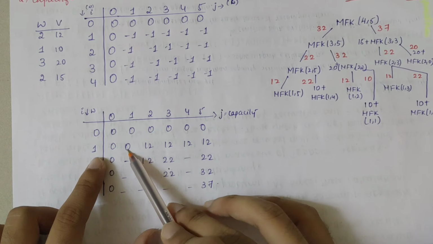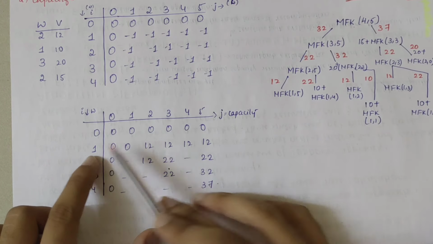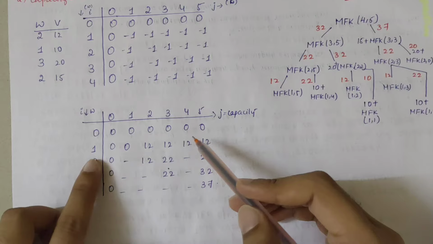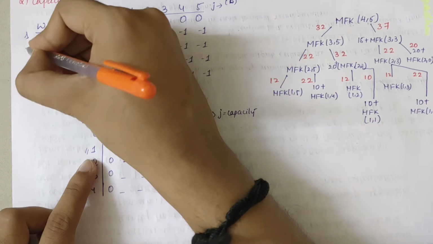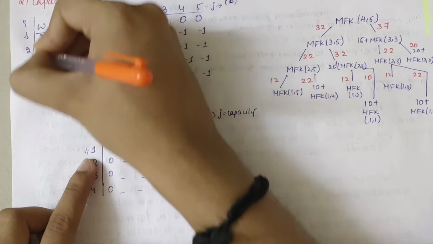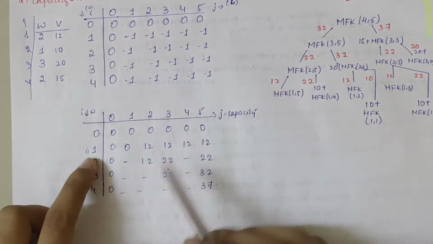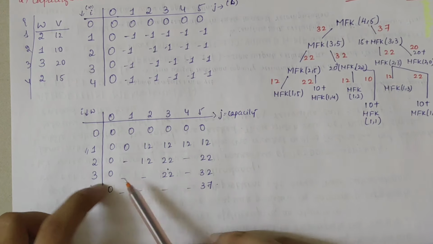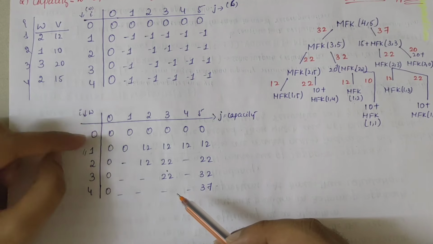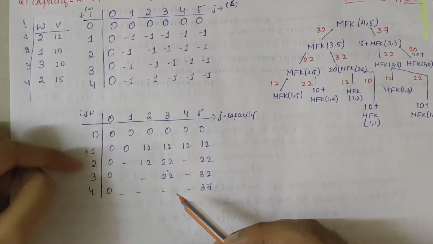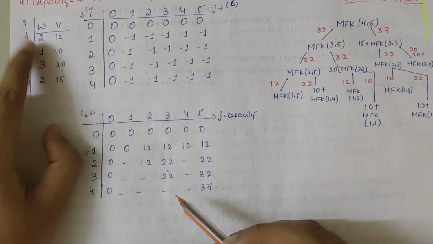So 1 cannot be stored here, but weight 1 can be stored in capacity 2, because item 1 has the weight of 2. So 2 could be stored, 12, 12, 12, 12. I've written that down. Now coming to item 2, I'm done with item 1.